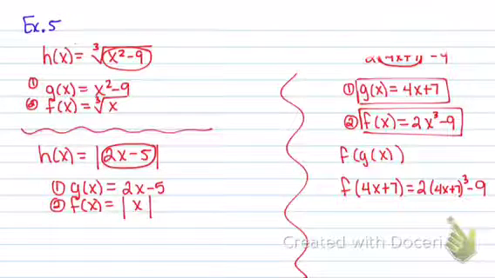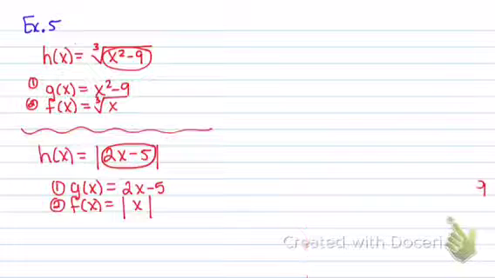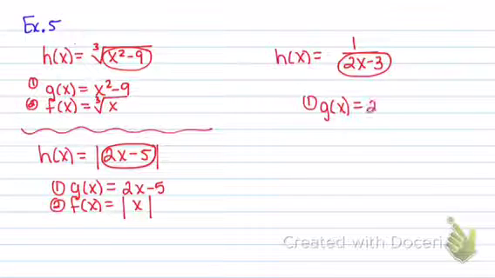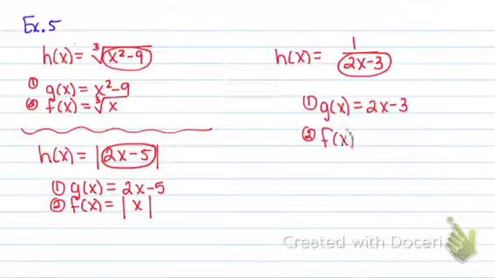All right, how about one more? So what if I say that h of x is 1 over 2x minus 3? Well, first thing is find g of x. G of x is what is inside with the x. Well, this time, all of that is inside the denominator with x. So 2x minus 3. And then f of x, we're going to replace that 2x minus 3 with x. And so there's my two functions for that one.